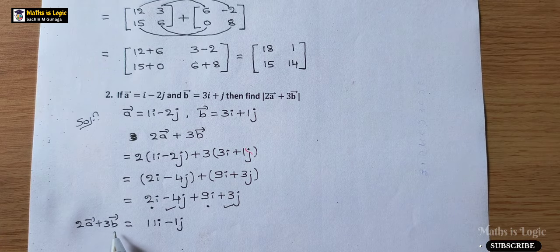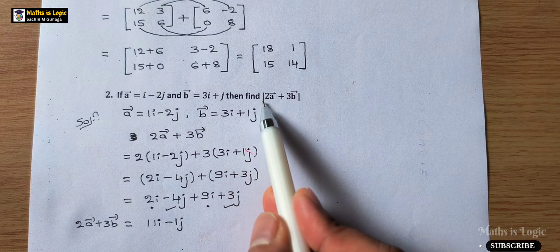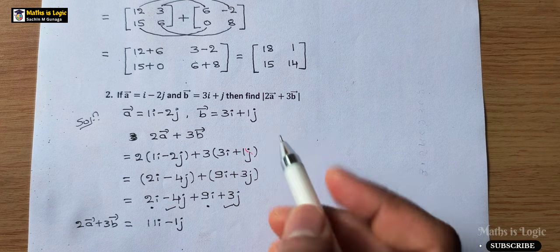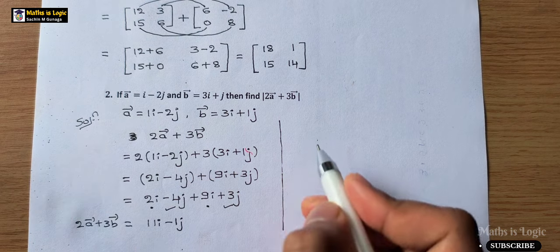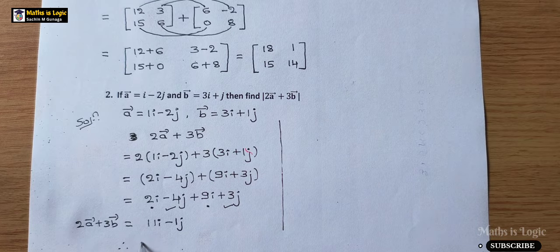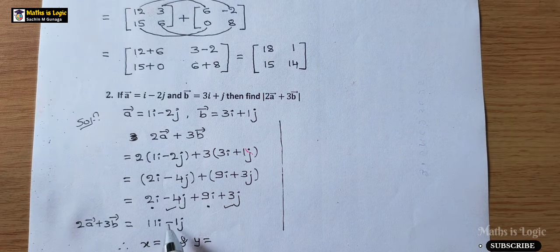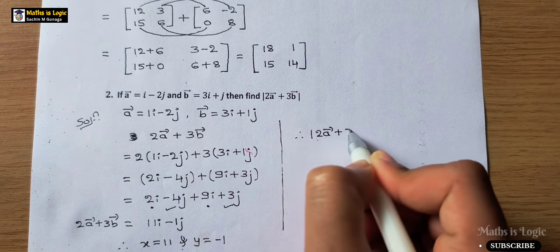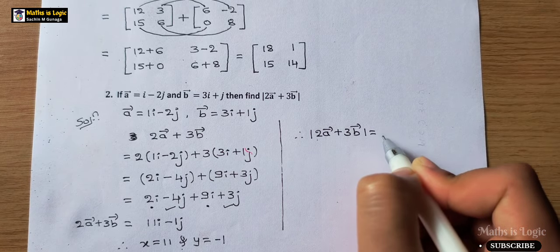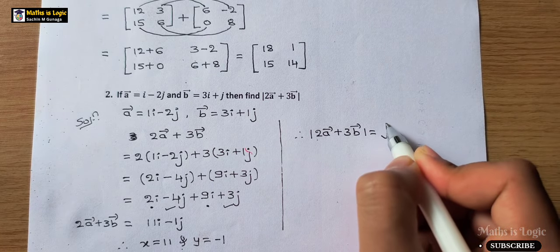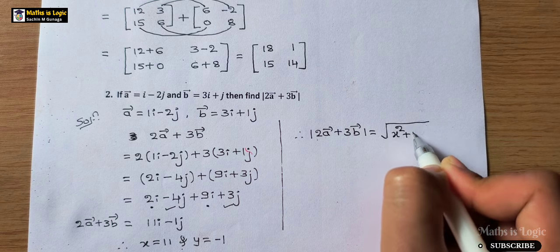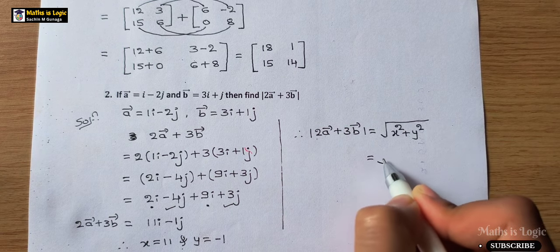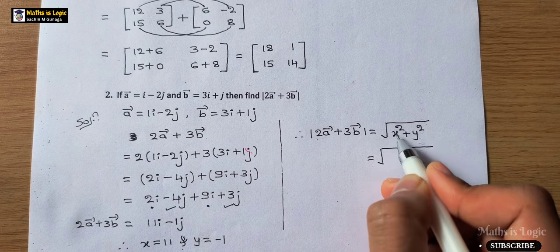After finding 2a vector plus 3b vector, next we need to find out the magnitude. So this is the symbol for magnitude. Therefore, remember, here x value becomes 11 and y value becomes minus 1. Therefore, magnitude of 2a vector plus 3b vector is equals to, magnitude formula is square root of x square plus y square. So which is equals to square root, keep it as it is, substitute x value.